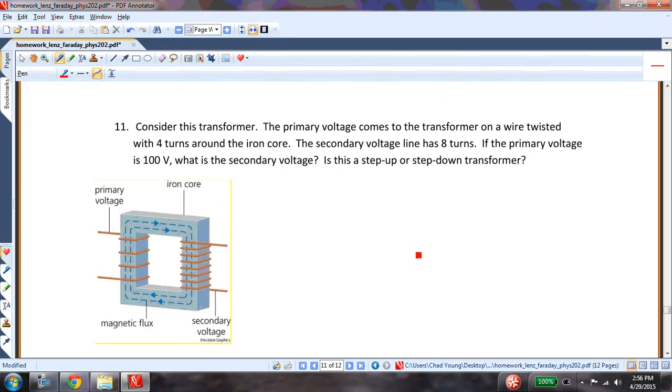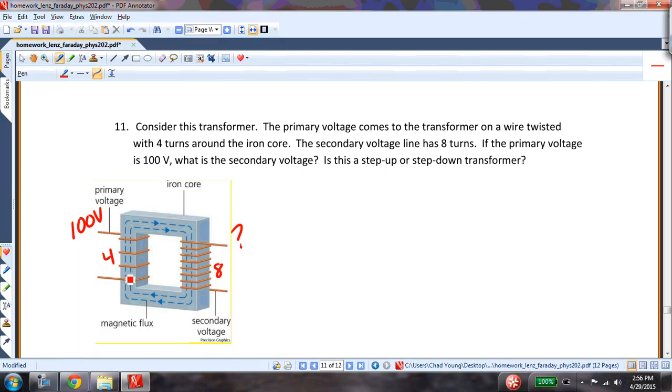Let's look at this transformer. It tells me that the primary voltage is 100 volts and that there are 4 turns of wire over here. And I want to know what this voltage is. There are 8 turns of wire here, all around this iron core, which is a laminated iron core, so that the electricity doesn't actually flow through the core, but you get this changing magnetic flux in the core due to the wires.